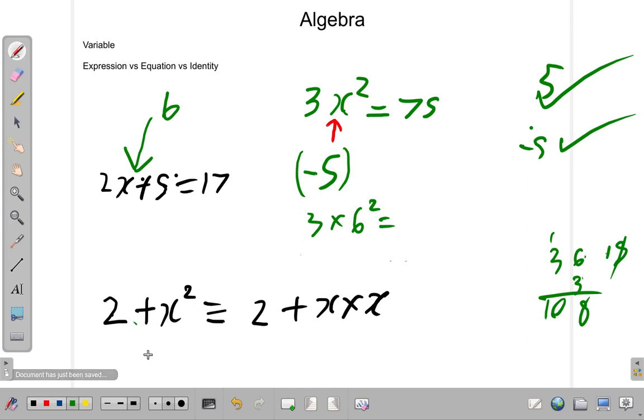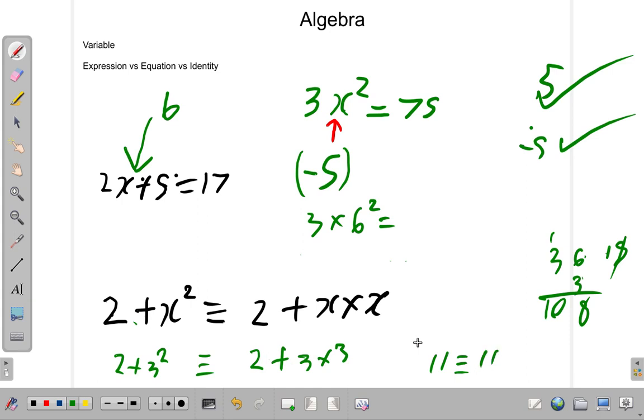Let's put in a 3 for x. 2 plus 3 squared is identical to 2 plus x by x, which means 3 by 3, because we're putting 3 for x, 3 times 3. Does it work? Let's see now. On the left, 3 squared is 9. 9 plus 2, 11. Let's look at the right hand side now. 3 by 3 is 9. 9 and 2, 11. Oh, it does work.